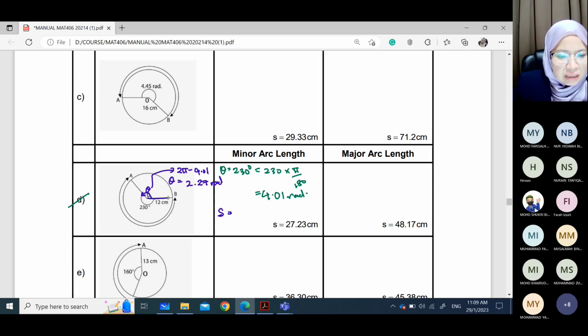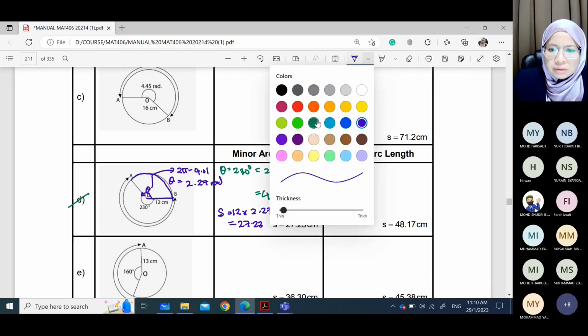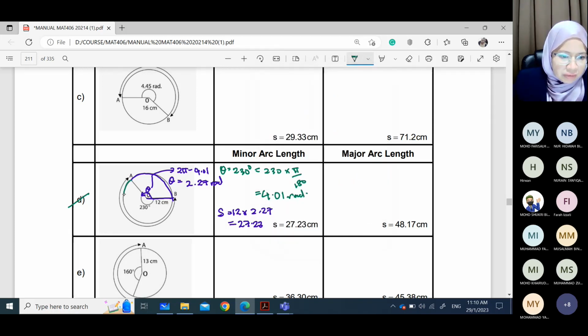So R kat sini, ini adalah R, so R is 12 cm. Multiply with 2.27 radian. Okay. So kita akan dapat jawapan 27.23 cm. Ini untuk minor arc length. Yang ini, yang color biru ni minor. Major. Green color. Major.